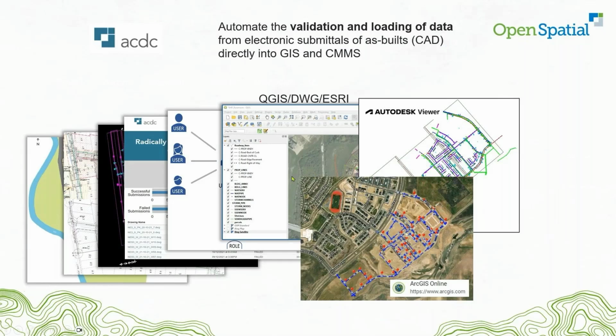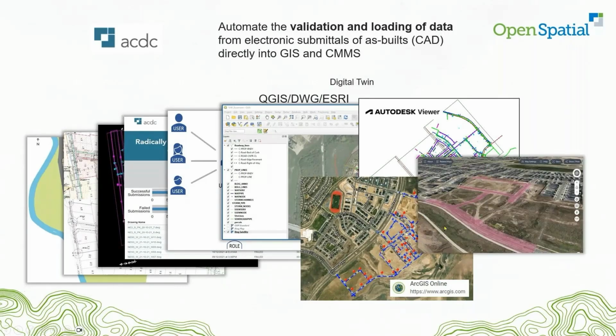So we publish it actually to the Open Spatial ArcGIS Online account, and then we have REST services and a publish mechanism that'll push it to a collaboration on your end. So you can get to the REST services. You can also see a map immediately. We also output straight to digital twins. Here's a Cesium map, for example, of a CAD drawing.